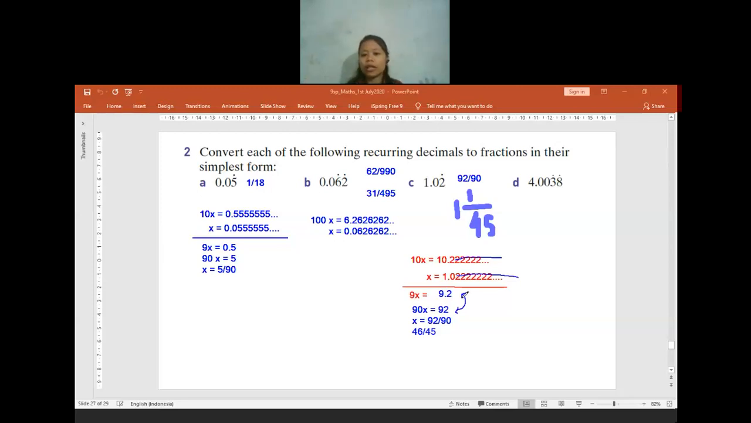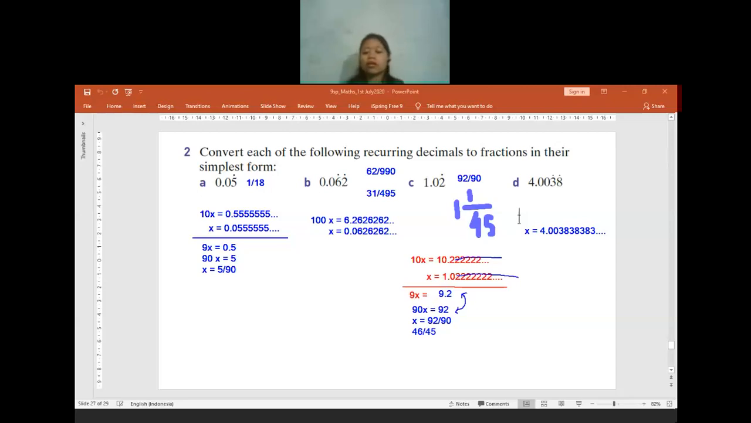Okay, is it that part or is there any other part that is making you confused? No, I understand. Okay, if you understand, we have like 3 or 4 minutes left. Let us discuss question D. The x will be equal to 4.00383838 and so on.